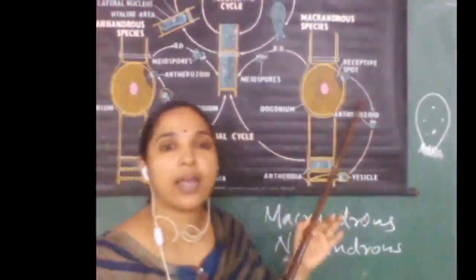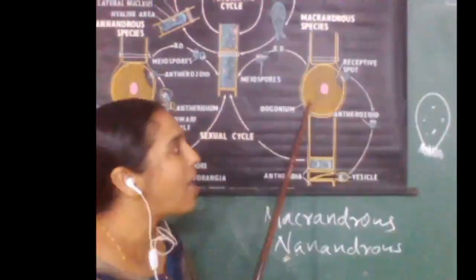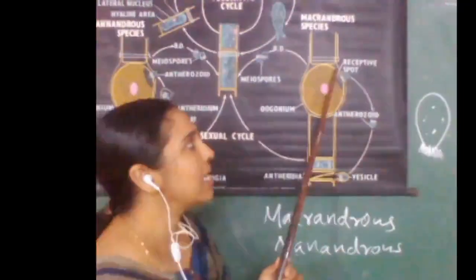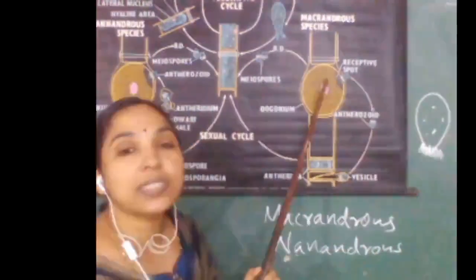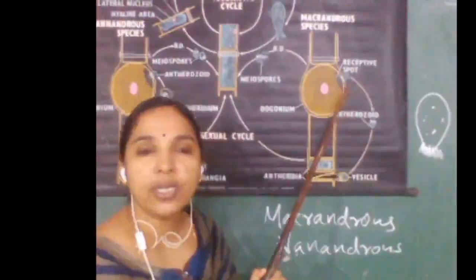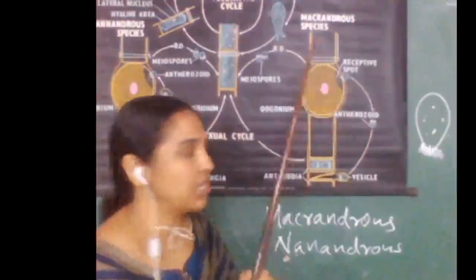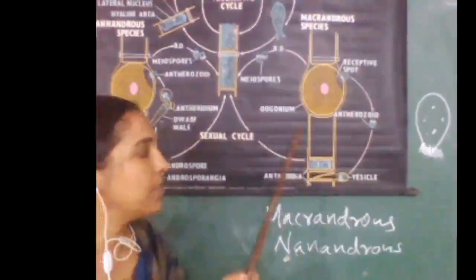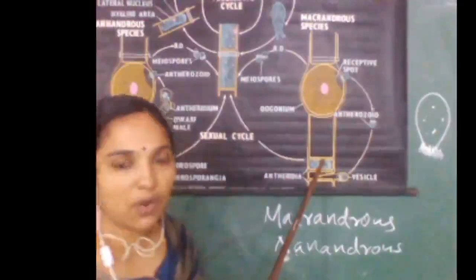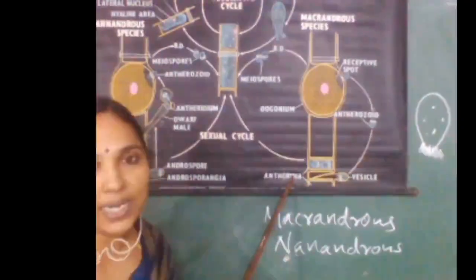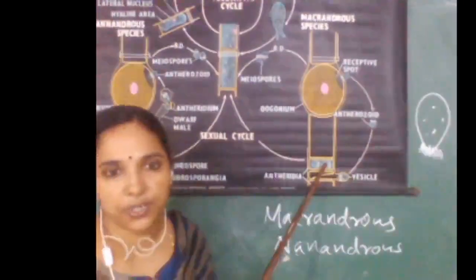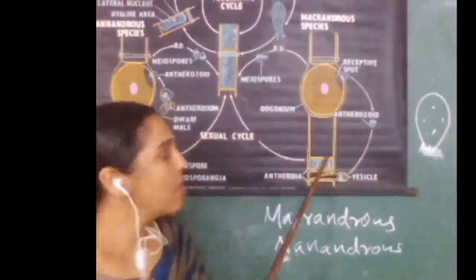Now we are moving on to the Macrandrous type of reproduction. See how it takes place. This is the large globose, spherical structure known as oogonium. It has a portion called the receptive spot. At this spot, the antherozoids swim and attach. In another cell, the antherozoids are produced. That cell is known as antheridium. The protoplasm of the cell divides and antherozoids are produced. Clear?